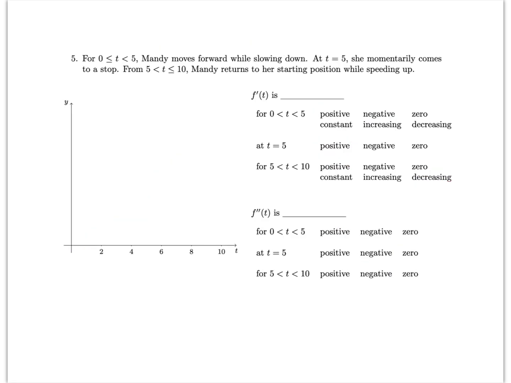Okay, so from 0 to 5, Mandy moves forward while slowing down. We know that that looks like increasing concave down. Moving forward means she's getting further and further away from her starting point. So if I label this distance, she's getting further and further away from 0, but she's slowing down, which means concave down. So we're concave down, increasing concave down until 5. At t equals 5, she momentarily comes to a stop.